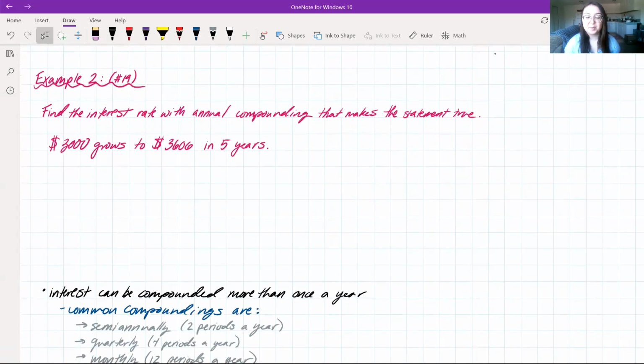All right, on to example 2. This is going to be number 19 in your book. So we want to find the interest rate with annual compounding that makes the statement true. We have $3,000 and it's going to grow to $3,606 in 5 years. So we want to use the same compound interest formula as we had before. It's just that now we don't know what our value of I is. So we're solving for our value of I instead of our value for A, since we know what A is.